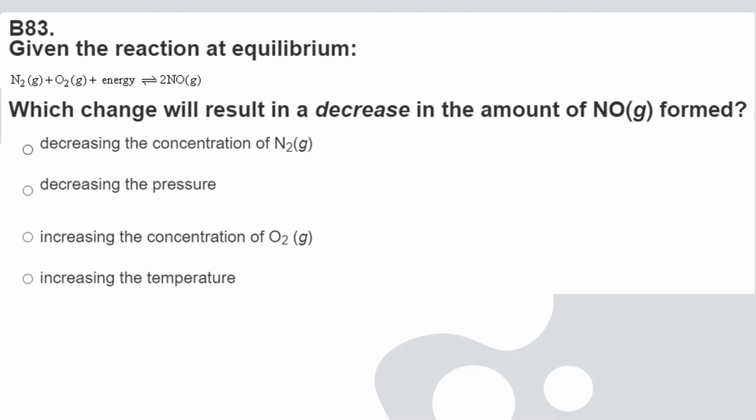All right, given this reaction at equilibrium, which change will result in a decrease in the amount of NO? So let's look. I want the amount of NO to decrease. Well, if I want the amount of NO to decrease, which way do I want my reaction to go? If I'm decreasing NO, I'd be using it up, right? In order to use it up, my reaction would have to be going this way, to the left. So, which one of these things will make my reaction go this way?